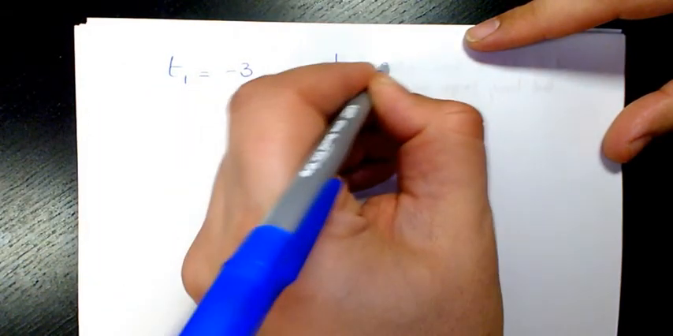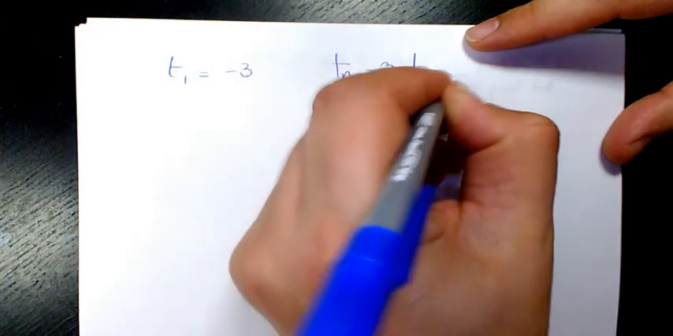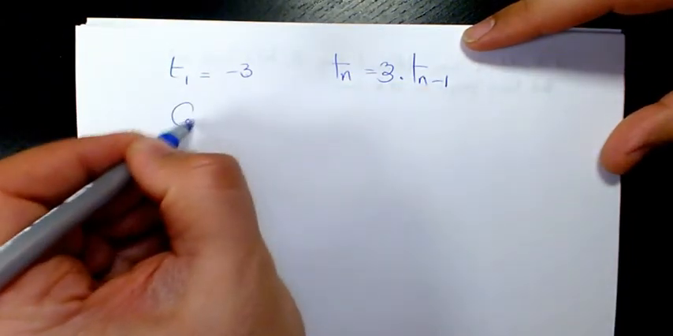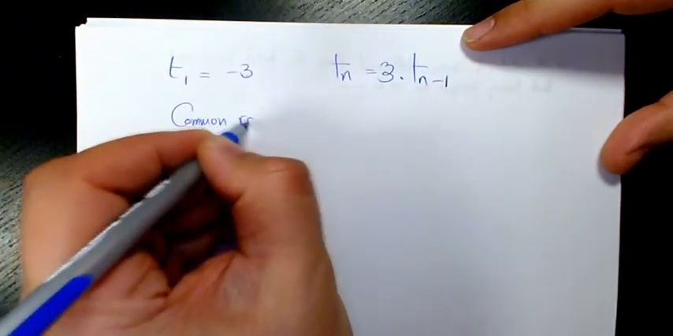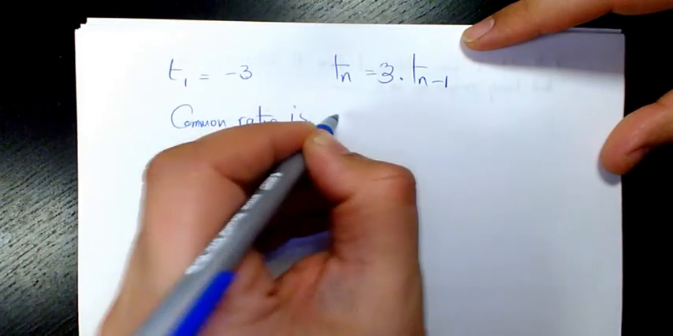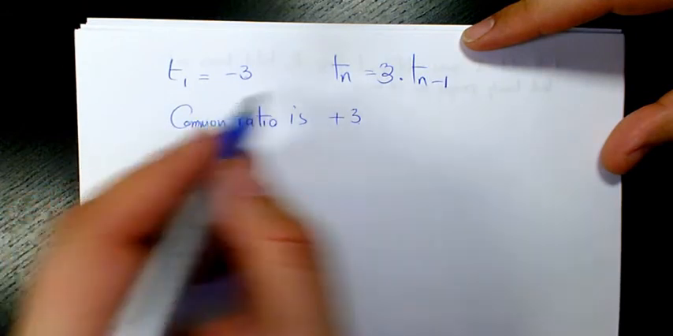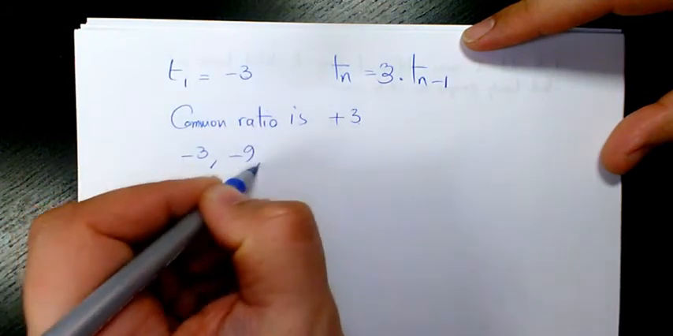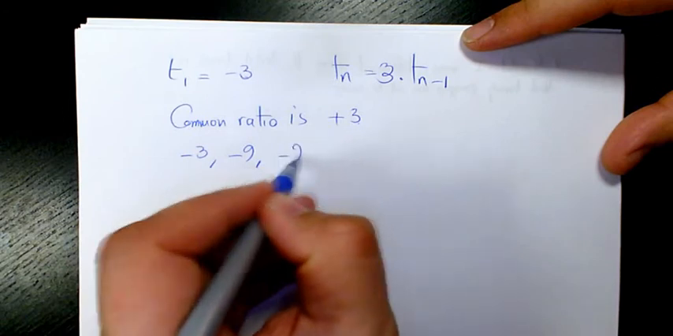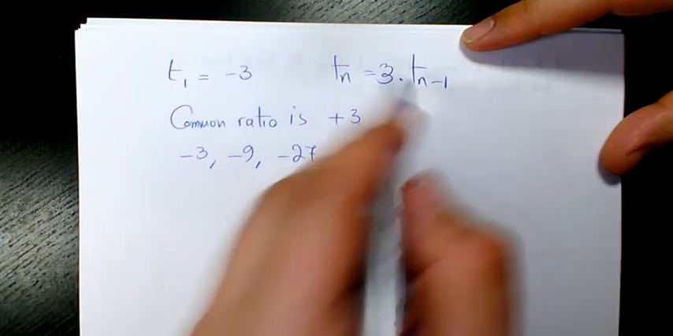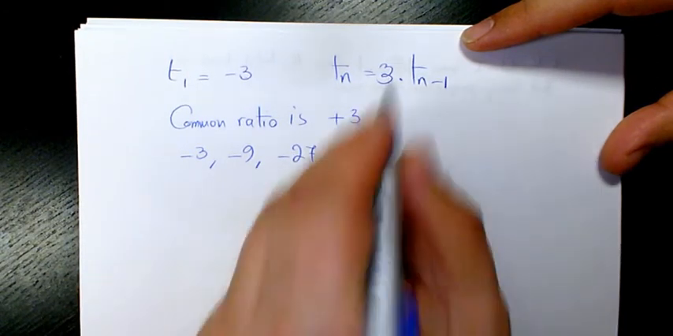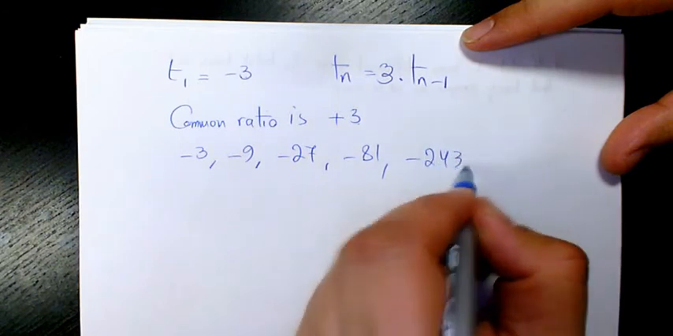Next, the first term is negative 3, and the recursive formula is tn equals 3 times tn minus 1. It means that the common ratio is positive 3. So that's negative 3, negative 3 times 3 is negative 9. Negative 9 times 3 is negative 27. Negative 27 times 3 is negative 81. Times 3, negative 243.